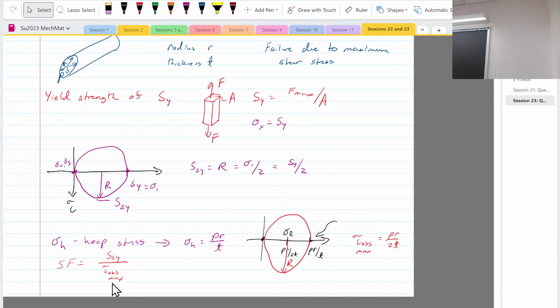But it depends on the loading, right? If you have different types of loading, it may not come out to be just like this. For example, if this is a spherical pressure vessel, then your Mohr's circle would just be PR over 2T, and the absolute maximum shear stress would be PR over 4T. So then you compare that one to this. Does that make sense? Okay, yeah. Sure.